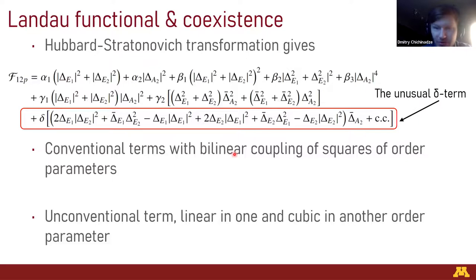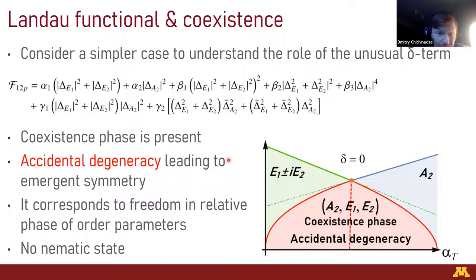So first we consider the free energy without this term just to understand what's going on. If we minimize the free energy, the approximate phase diagram as a function of alpha T would look like this. So we have two regions of pure order parameters. One is A2 or six theta, which doesn't break time reversal and doesn't break rotational symmetry. We have this E plus iE, which is an analog of the d plus id state. It does break time reversal, but doesn't break rotational symmetry. And then we have a big dome of coexistence phase. And it turns out that the overall order parameter there has an additional emergent symmetry, and the symmetry prohibits the rotational symmetry breaking. The symmetry corresponds to the freedom of the relative phase of these different order parameters. And it turns out that the nematic state is not achieved here.